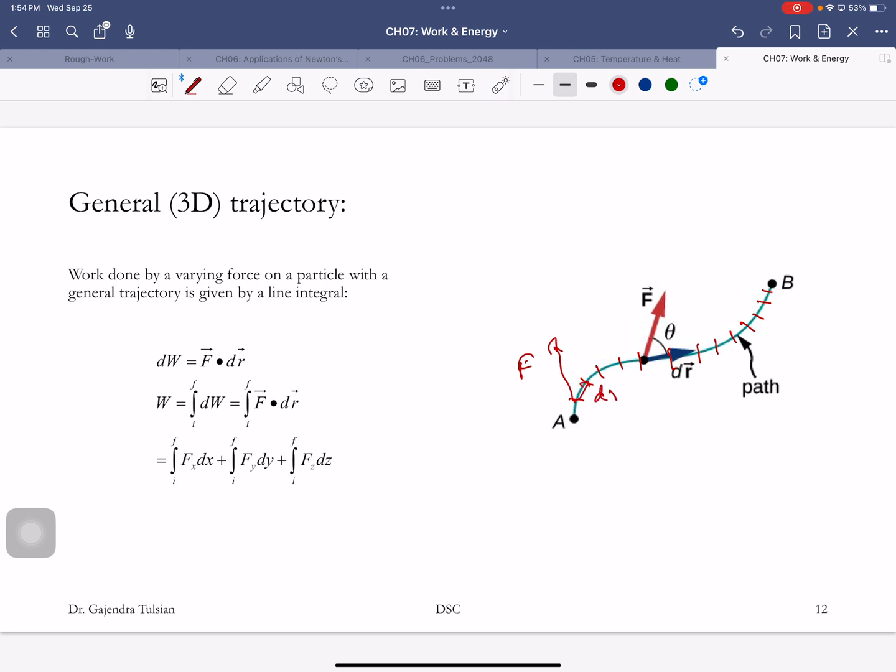The work done in this step, there's the step. The work done in any step is just the dot product of the force and the infinitesimal displacement. And then just add them all up. That's the total work done. So the work done along any general trajectory is the line integral. We won't be doing many line integrals, but you'll see how to do line integrals in Calc 3 classes. Has anybody seen line integrals?